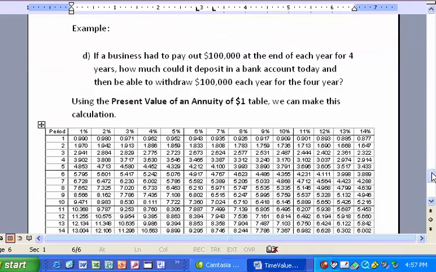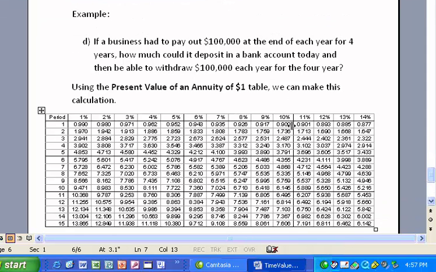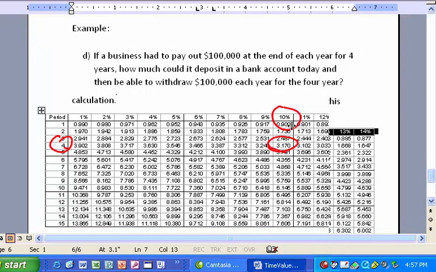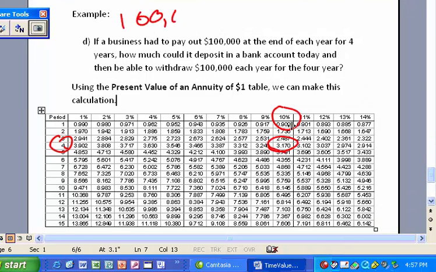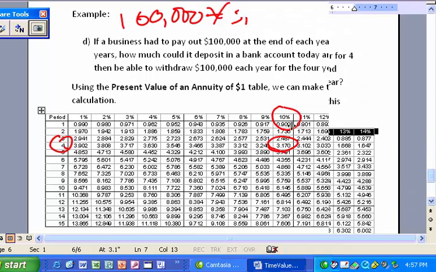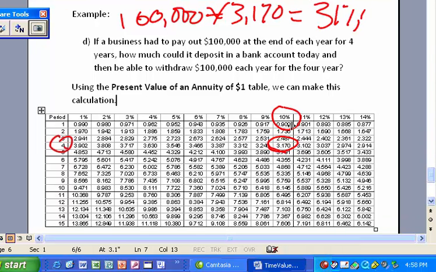Okay, so if we go back and look at our factor, 10% for 4 years, it's 3.170. $100,000 times 3.170 is $317,000, which is what I should have said.